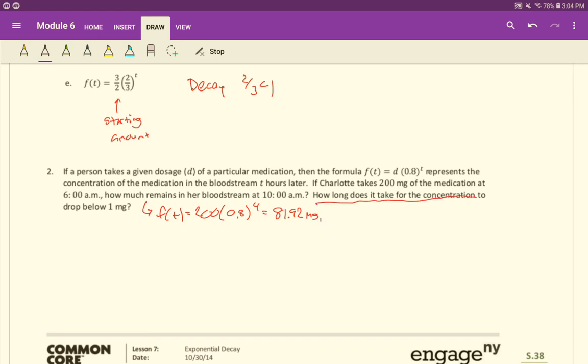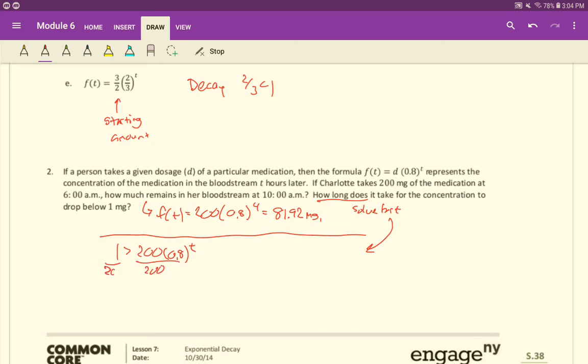How long does it take for the concentration to drop below 1 milligram? That means we're solving for t here, so we'll have to do a separate equation for this one. We want it to be less than 1 milligram, so we want something like that. And then we start with, again, 200 milligrams times 0.8 to the t. We don't know the time yet. So we'll divide both sides by 200, and we get 1/200 is greater than 0.8 to the t.